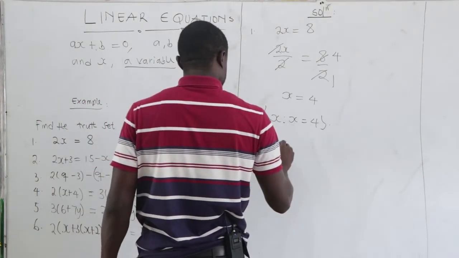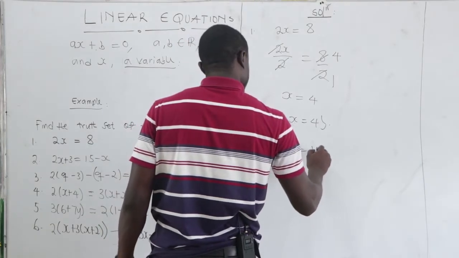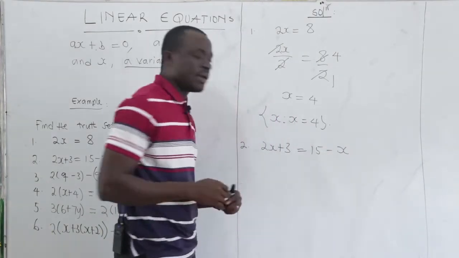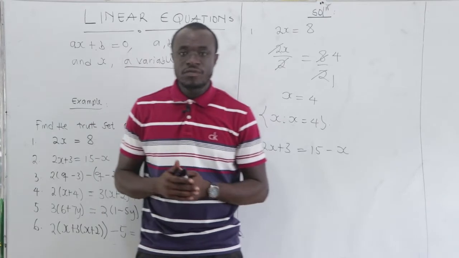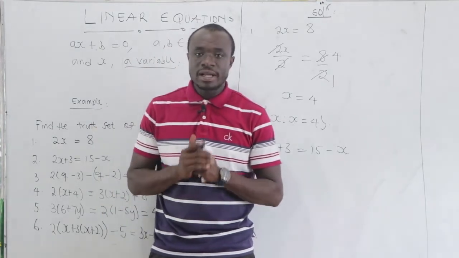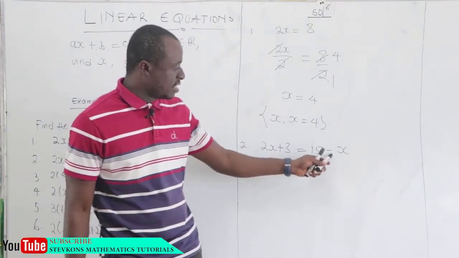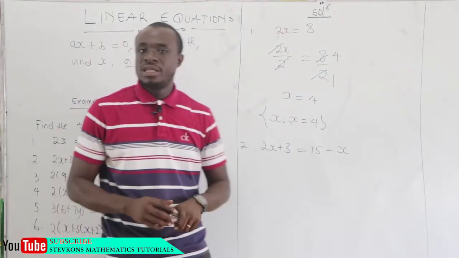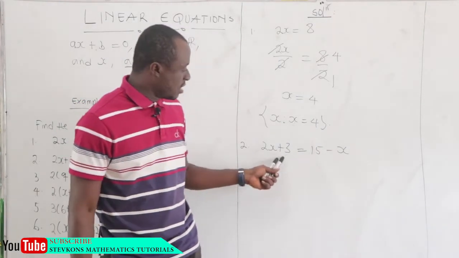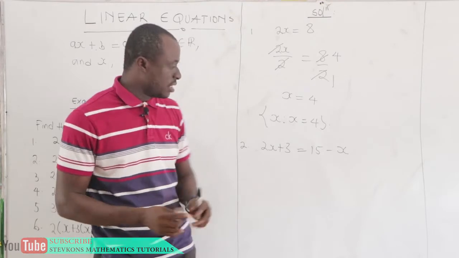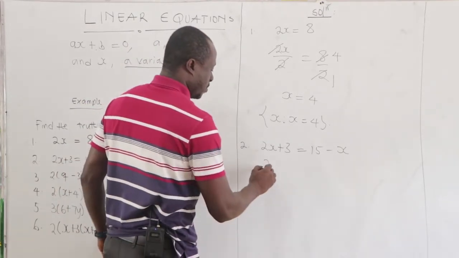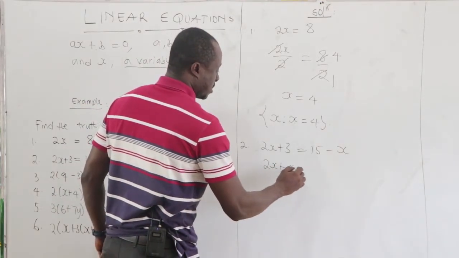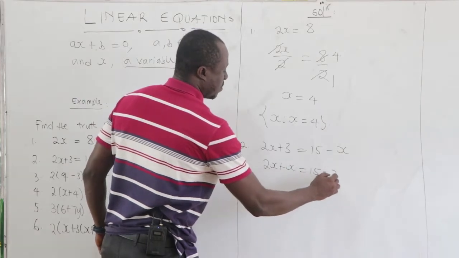Now let's see our second one. We have 2x plus 3 equal to 15 minus x. What are we supposed to do? First, we are supposed to group like terms. Now this is negative; when it crosses to the left hand side, it becomes positive. And this is also positive; when it crosses, it becomes negative. So our next step will be 2x plus x equal to 15 minus 3.